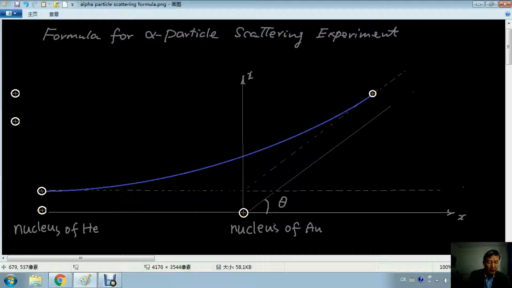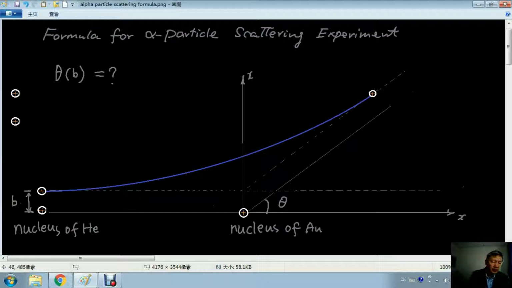The second important parameter we're going to discuss is the distance, the initial distance of the alpha particle from the center line where the nucleus of the gold is located. That's called b. The objective of this formula is to define the dependence of the scattering angle on the parameter b. So this is the function to be obtained.